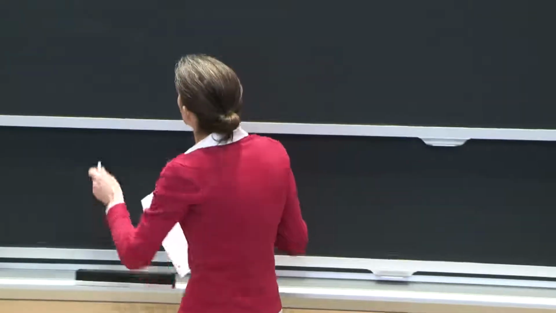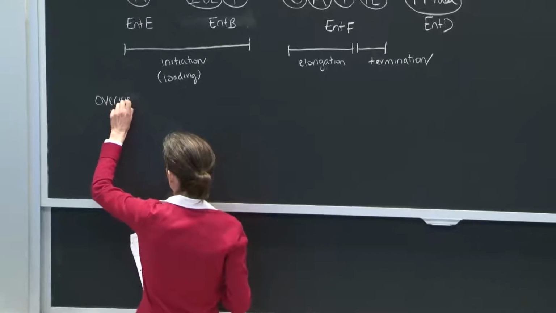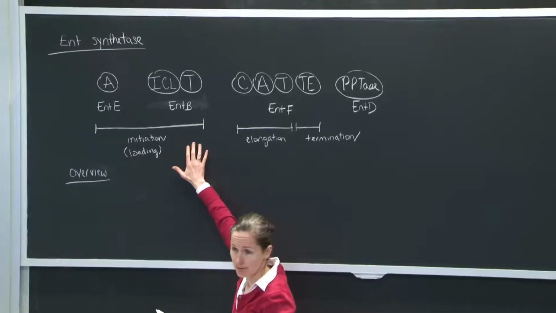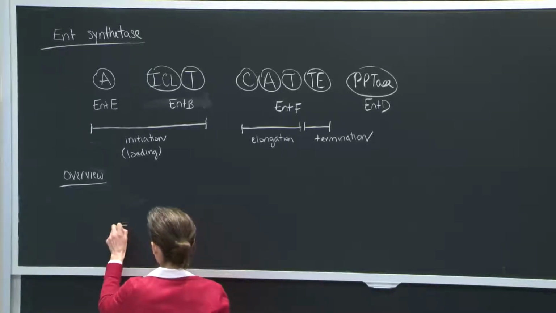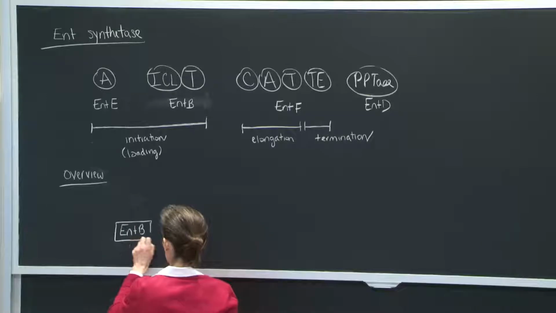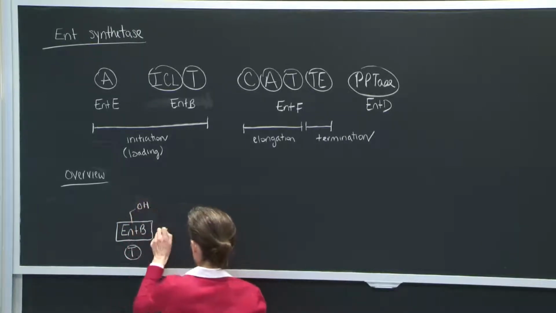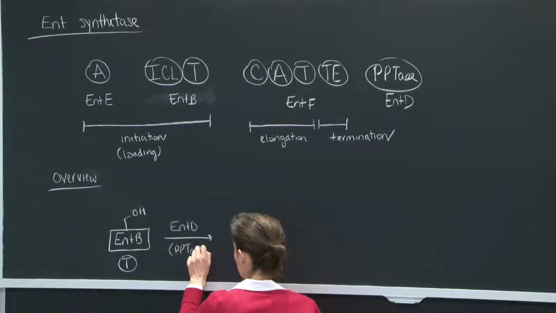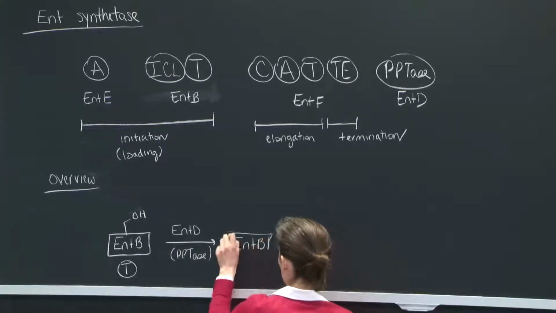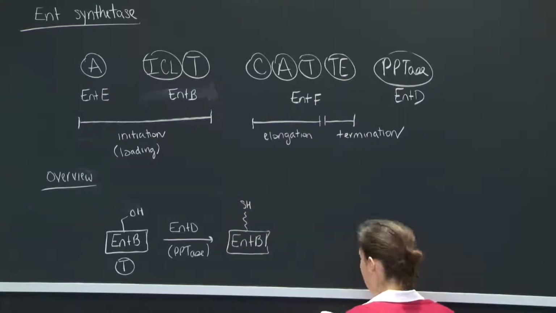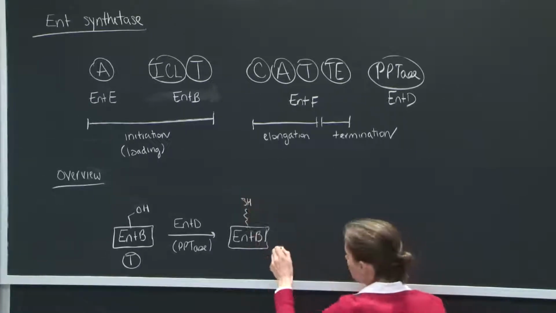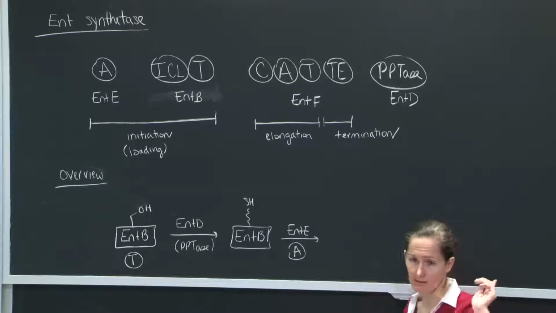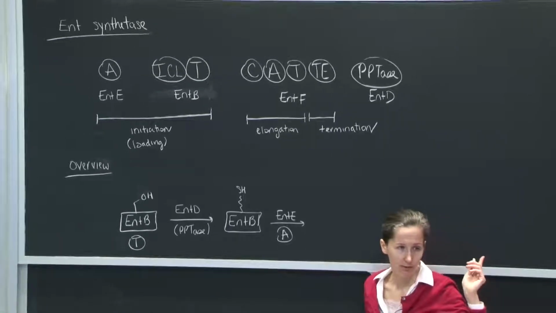So what is the overview in terms of what happens for A domain activity, loading of the T domains, and peptide bond formation? So for the overview here, we'll first consider getting a monomer onto EntB, right? So EntB has a T domain here that has a serine. This serine needs to be modified by the PPTase EntD to give holo EntB with the phosphopantetheine arm. And then what we'll see is that EntE is the A domain that's responsible for activating DHB, and transferring that monomer to EntB.